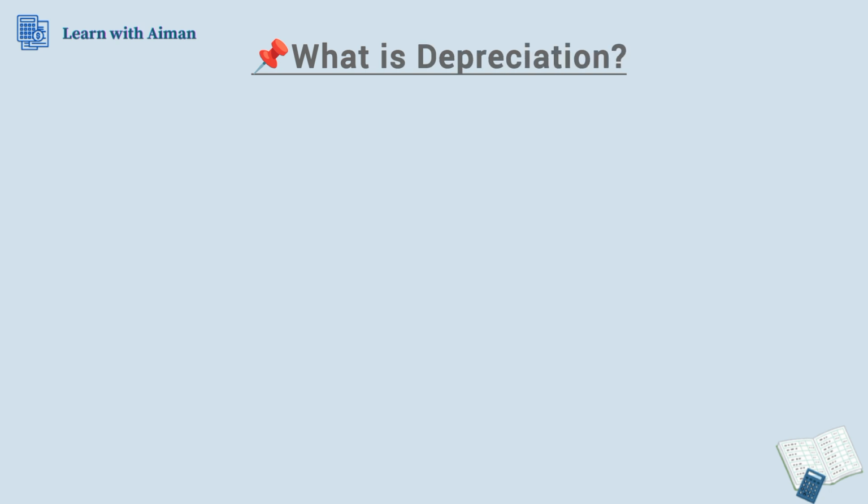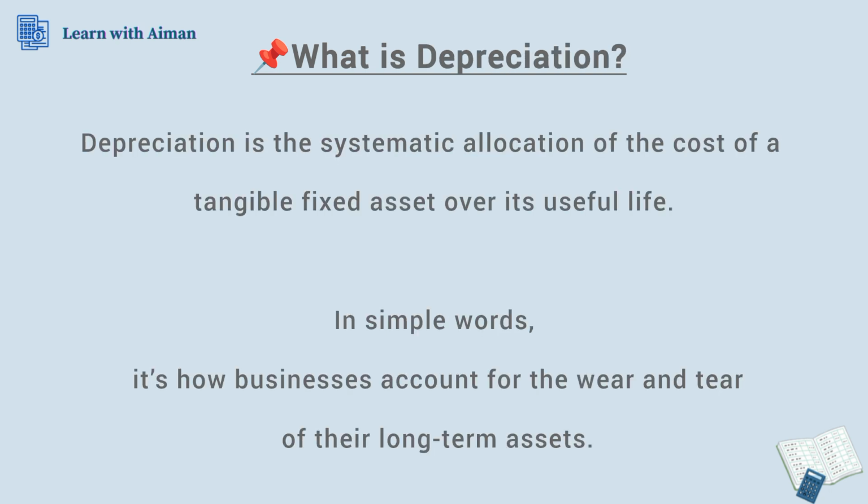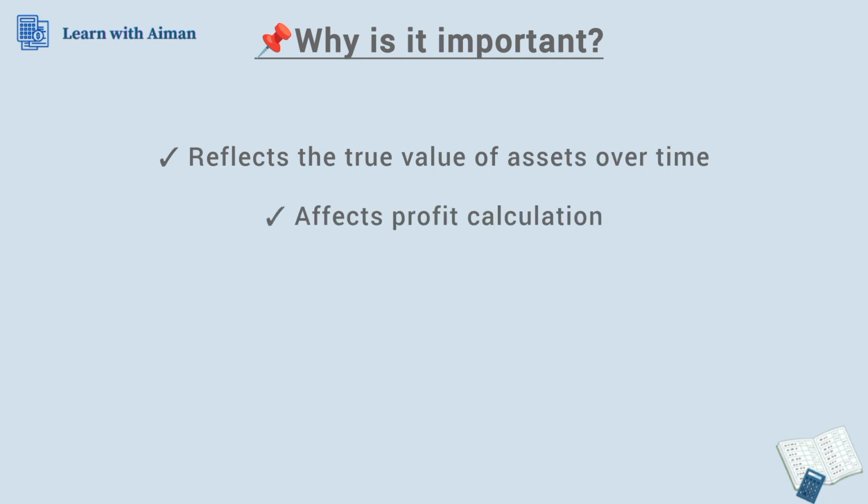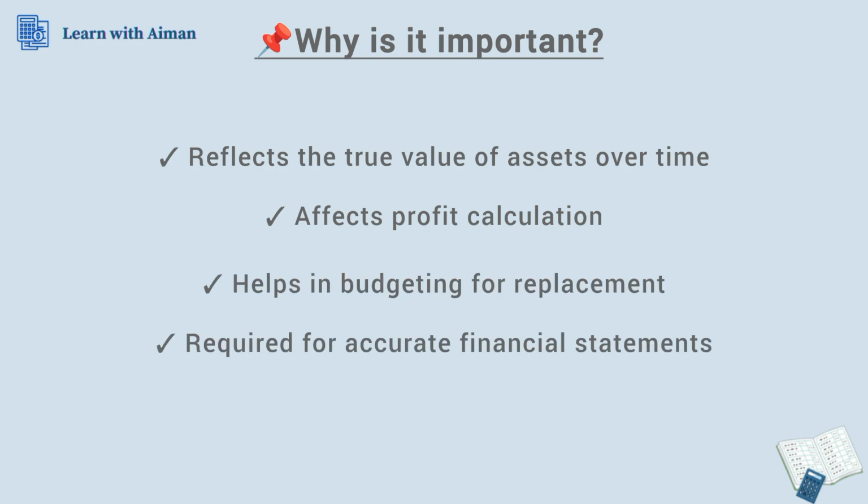What is depreciation? Depreciation is the systematic allocation of the cost of a tangible fixed asset over its useful life. In simple words, it's how businesses account for the wear and tear of their long-term assets. Why is it important? Because it reflects the true value of assets over time. It affects profit calculation, it helps in budgeting for replacement, and it is required for accurate financial statements.